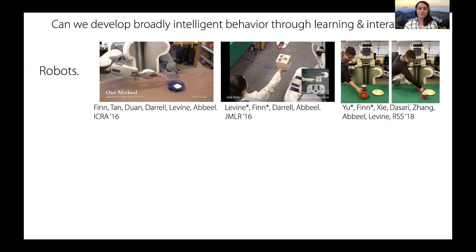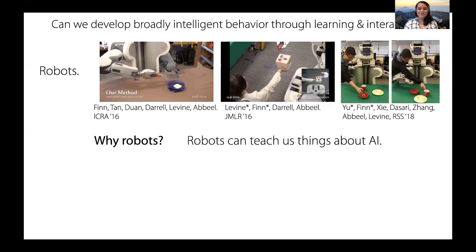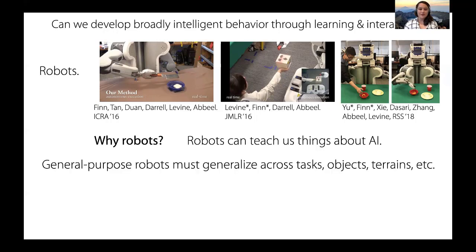Here are just a few examples of the kinds of things that we try to study in the real world. And we like to study robotics because I think that robots can teach us things about intelligence. In particular, if we hope to build general purpose robots that are useful in real world environments, I think they must be able to generalize to many different tasks, objects, terrains, etc. And I think this allows us to really study the kinds of problems that come up when you are faced with such challenging generalization problems.